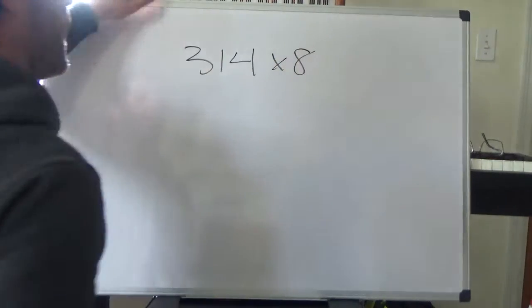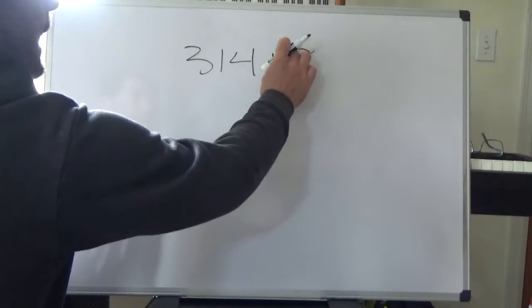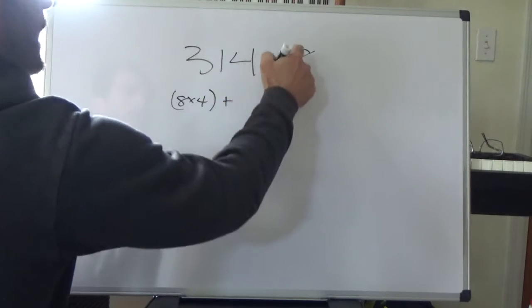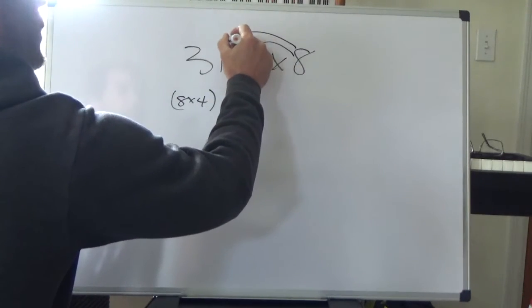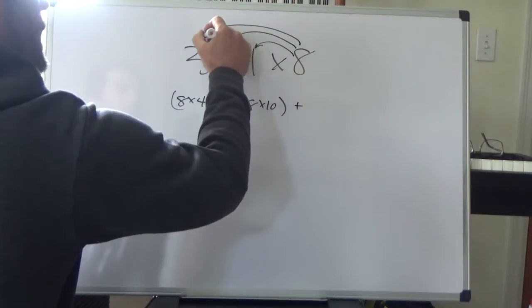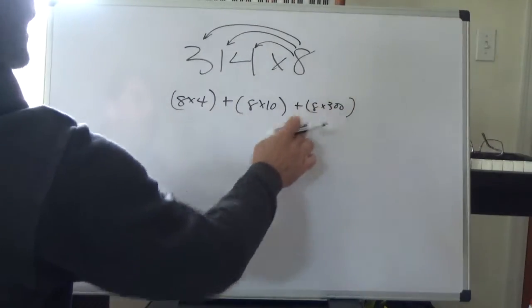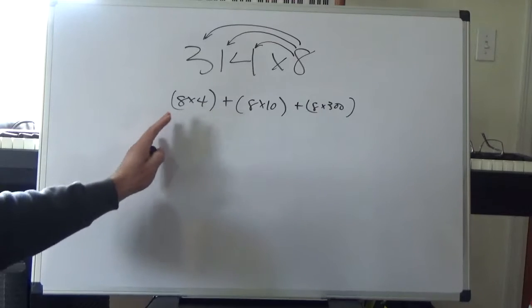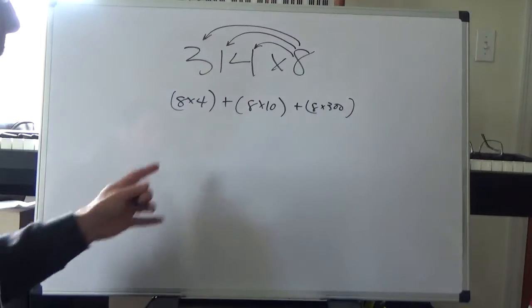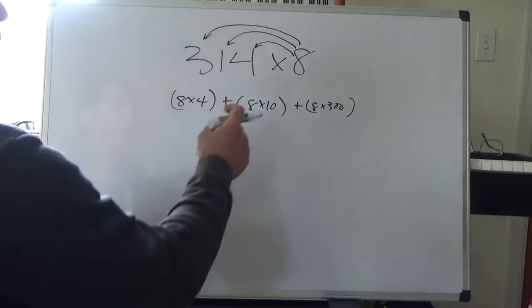Let's try 314 times 8. So I'm going to rewrite this a little bit. 8 times 4. Put parentheses around that. So 8 times 4, plus 8 times 10, plus 8 times 300. And if I do all these separate problems, the answer to a multiplication problem is called the product. So these are called partial products because I'm partially doing this entire thing but breaking it up into smaller parts. Now I'm doing it by place value.